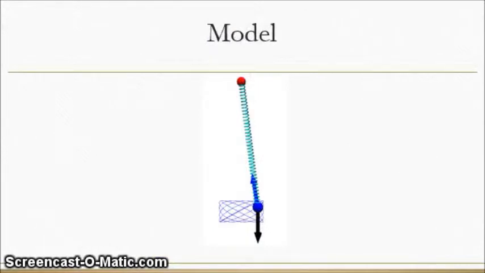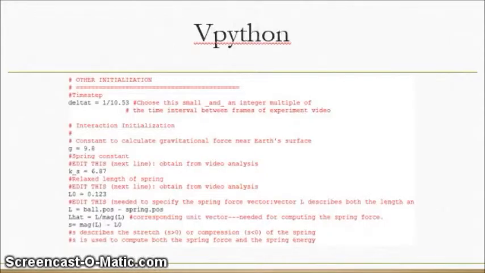After using Tracker to examine the actual motion of the spring mass system, I then began working on a computational model for comparison. Using VPython, I created this model by plugging in relevant data points. For example, the delta t being the time between frames, the gravitational constant, the spring constant, which we found using our equation for time between oscillations, the relaxed length of the spring, which was measured, and the new length, which is obviously observed.